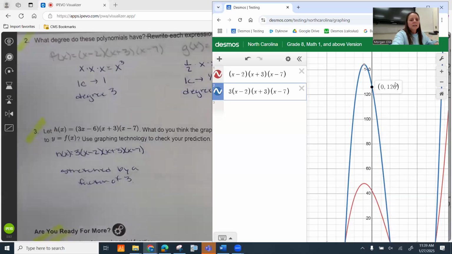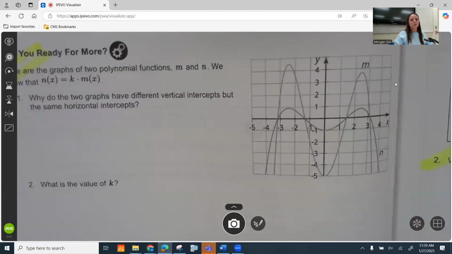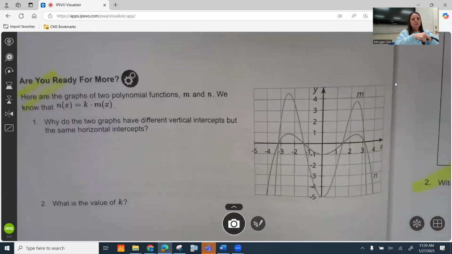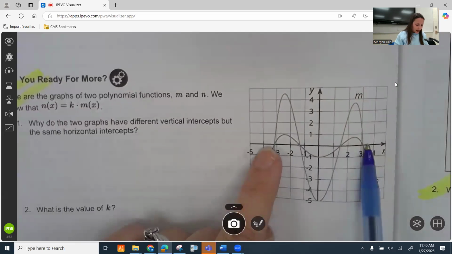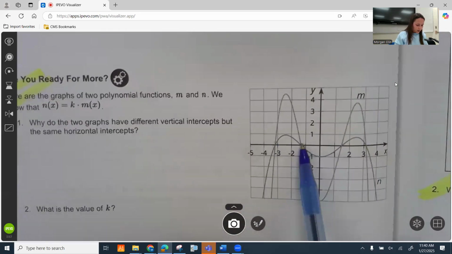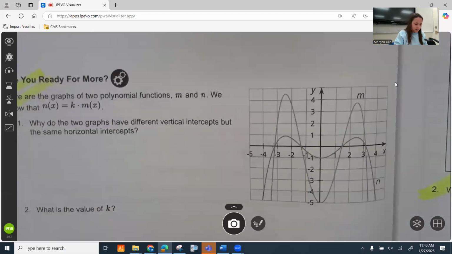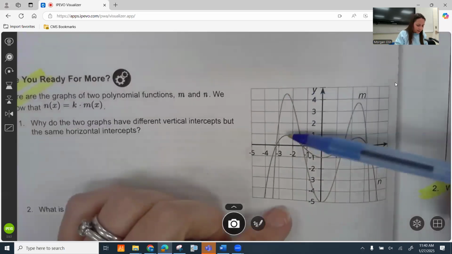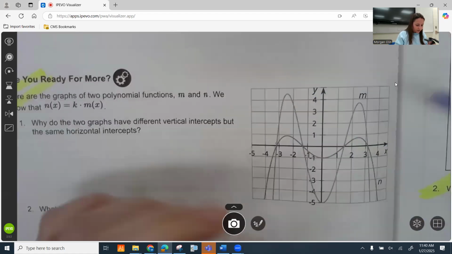All right, so let's go and look. Are you ready for more right below that? They give us two graphs. So here we've got two graphs. Notice they have the same x-intercepts. They have the same intervals of increasing, decreasing, positive, negative. The thing that's different is our relative max, our relative min, and our y-intercepts.